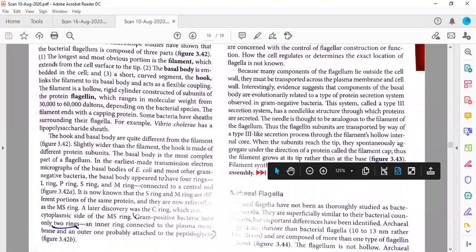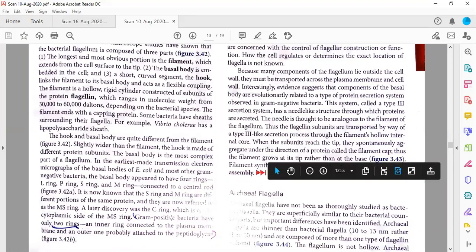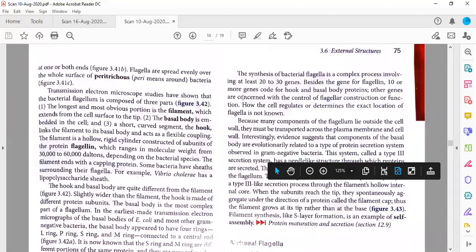So this portion, we have actually discussed about gram-positive and gram-negative bacteria. Gram-negative have four rings. Gram-positive bacteria have two rings only: the inner ring connected to the plasma membrane, and the outer ring probably attached to the peptidoglycan. Actually, the Pathfinder is directly copied from this particular book. The same line is actually written in the Pathfinder as well.